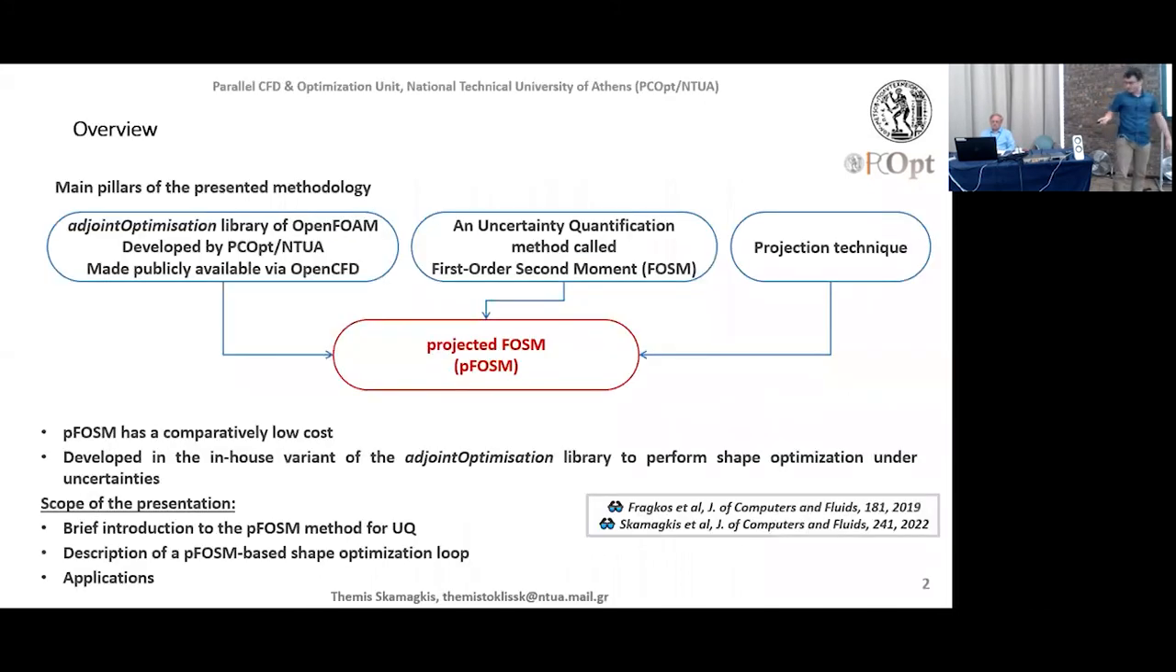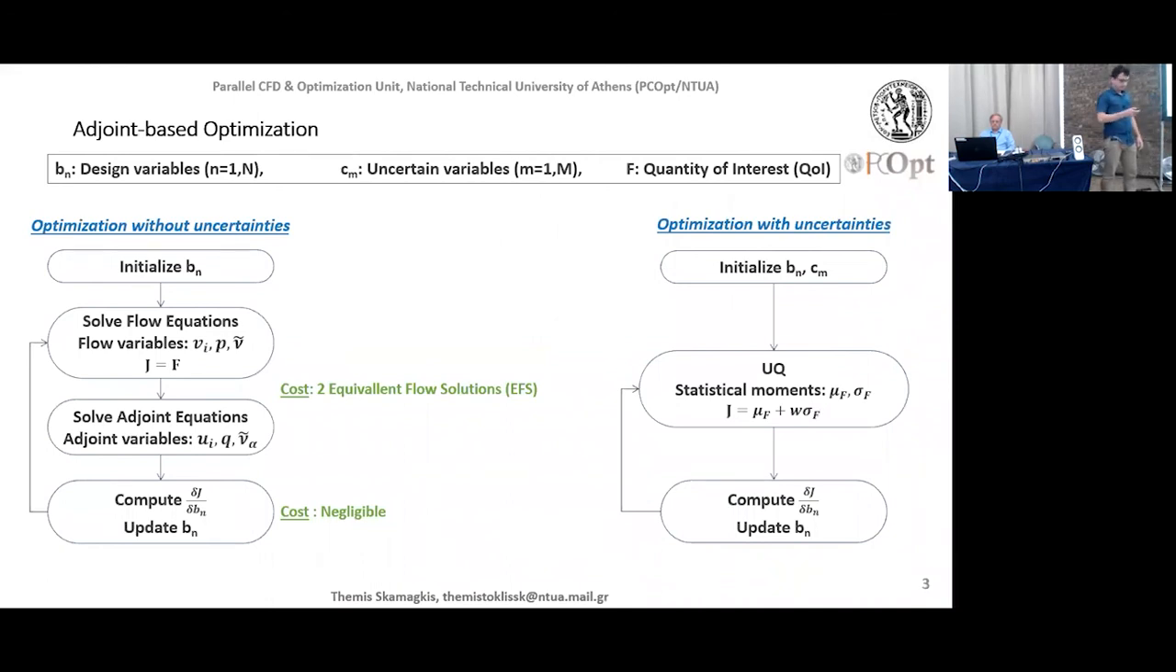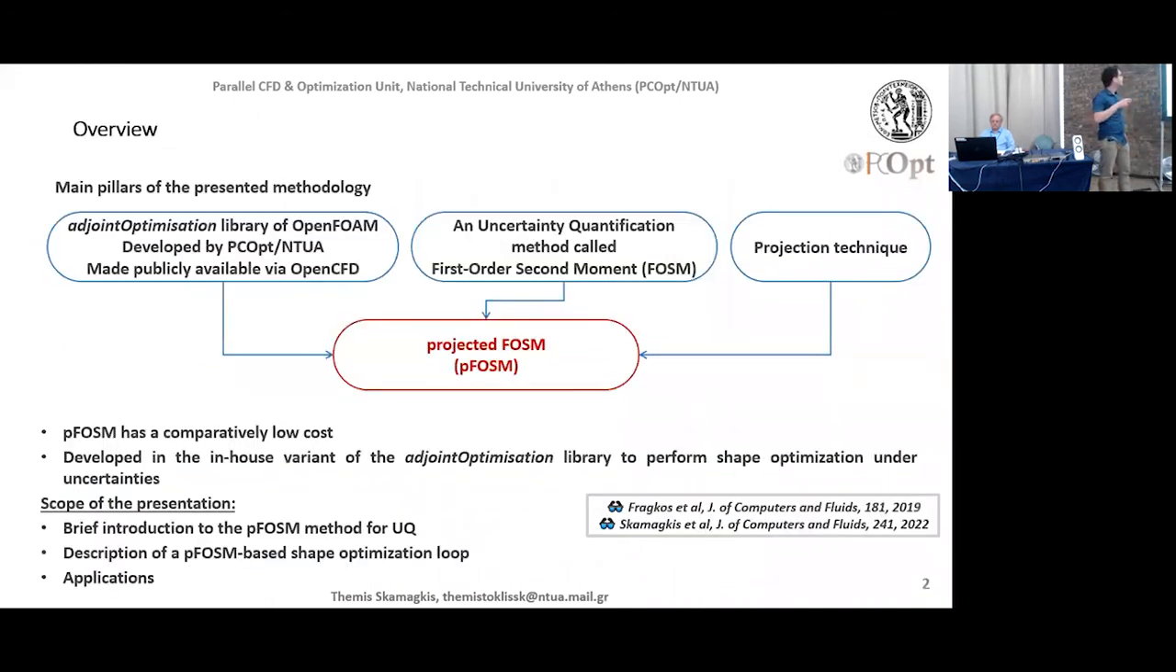The main pillars of the presented methodology are the adjoint optimization library of OpenFOAM, which was developed by our group and made publicly available via OpenCFD, an uncertainty quantification method called the first order second moment, or FOSM for short, which computes the first two statistical moments of a quantity of interest, the mean value and the standard deviation, and a projection technique, which we use to reduce the cost of the optimization.